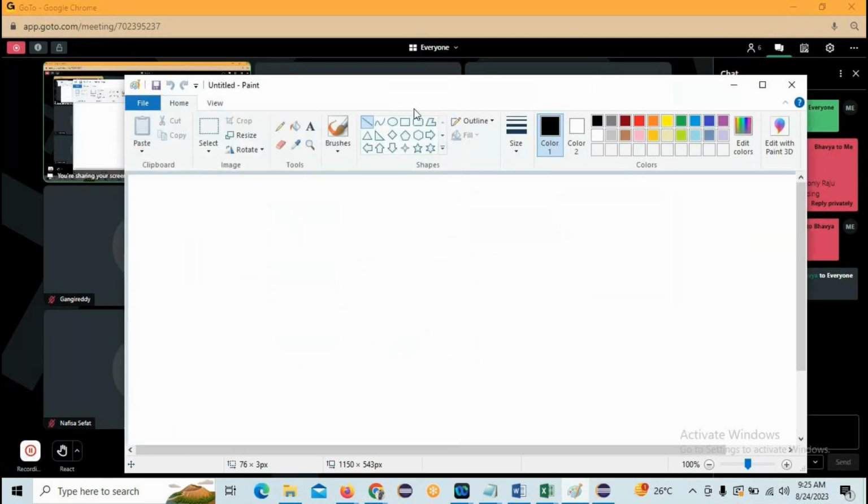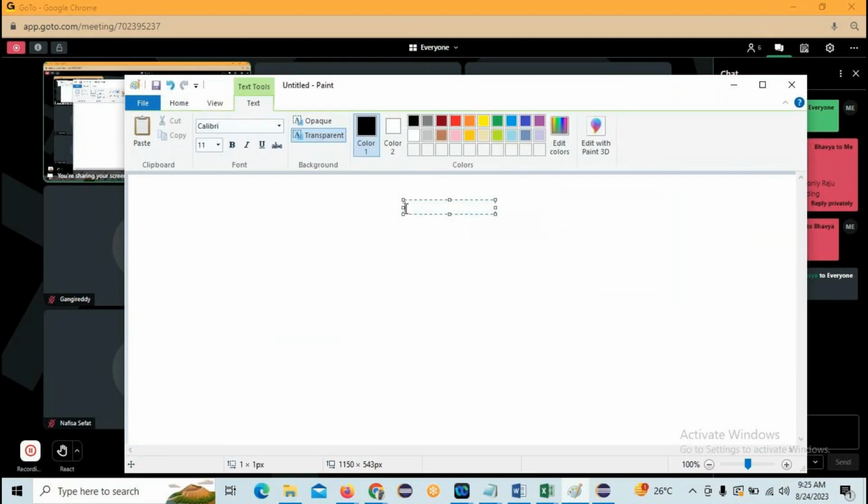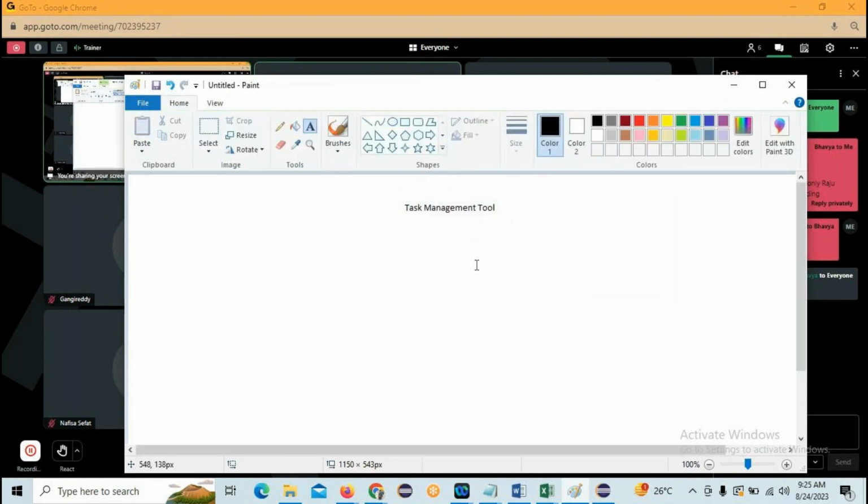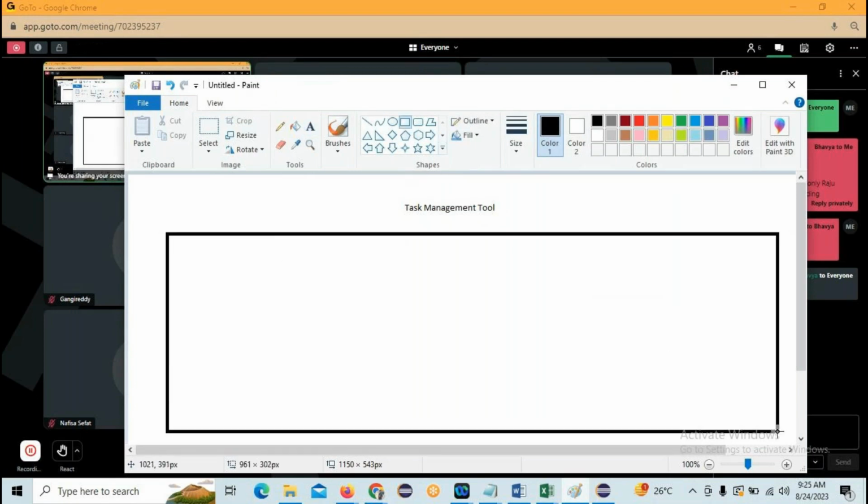Actually, there is a tool called Jira. It's a task management tool. There is a task management tool in our projects. There we have a sprint board like this. In this we can see what tickets we need to do.